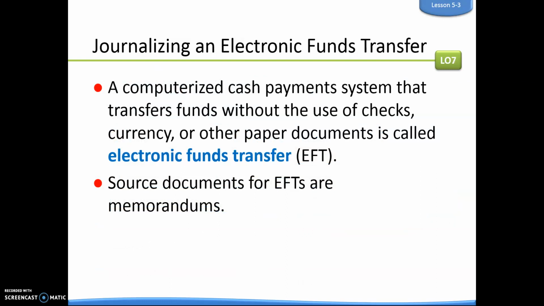Now, our second kind of transaction that we're going to talk about in this chapter is an electronic funds transfer. Electronic funds transfers happen when you make computerized cash payments, and all it's doing is transferring funds without the use of any checks, currency, or other papers. When you use online bill pay, when you purchase things over your phone, whatever it happens to be, you're using EFT, or electronic funds transfers. Anytime you use an EFT, the source document that we use, because you didn't actually write a check, is a memorandum. So we're going to use memorandums a lot here.